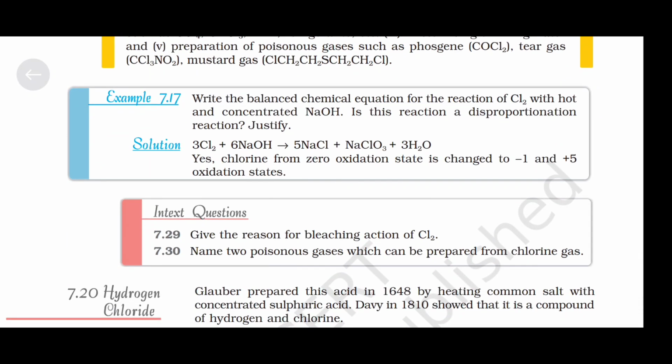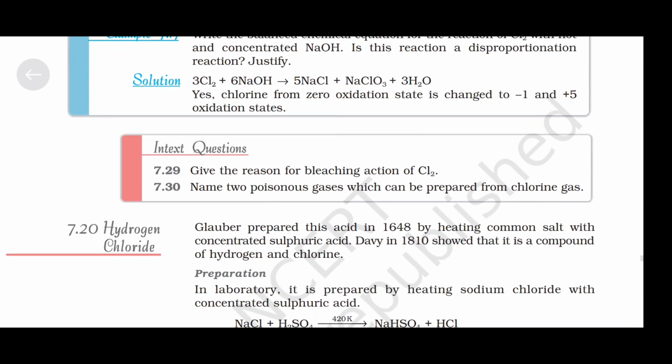Example 7.17. Write the balanced chemical equation for the reaction of chlorine with hot and concentrated NaOH. Is this reaction a disproportionation reaction? Justify. 3Cl2 with 6NaOH concentrated. Remember we discussed what will be formed in concentrated: sodium chloride and NaClO3, chlorate, right? Plus 3H2O. Yes, chlorine from 0 oxidation state is changed to -1 and +5 oxidation state. So reduction has happened and oxidation has also happened. So hence it is a disproportionation reaction.